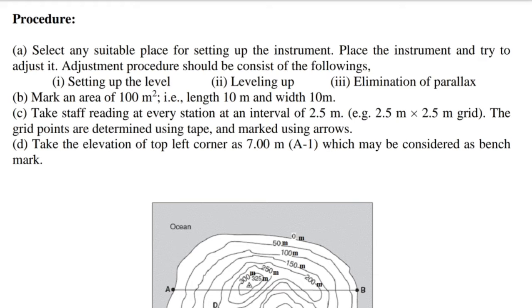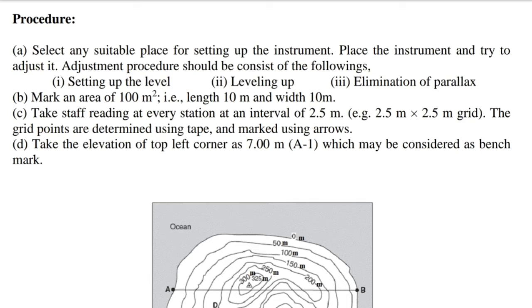B. Mark an area of 100 square meters, that is, length 10 meters and width 10 meters. C. Take staff reading at every station at an interval of 2.5 meters. Example: 2.5 meter by 2.5 meter grid. The grid points are determined using tape and marked using arrows.